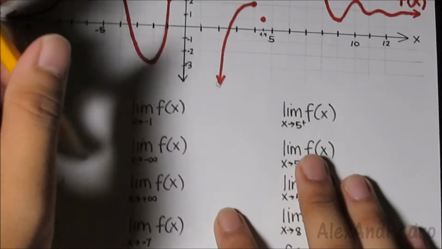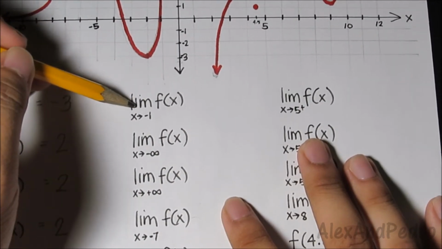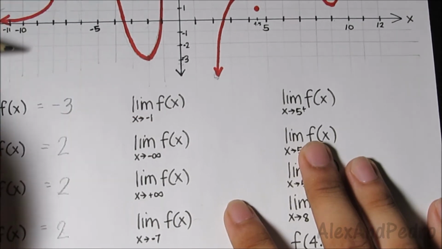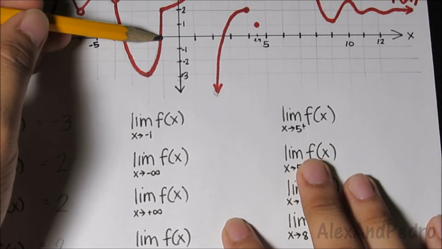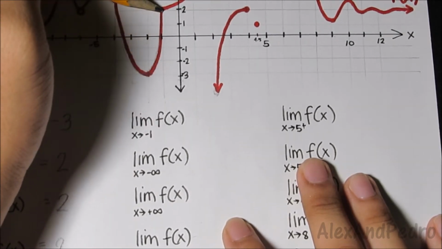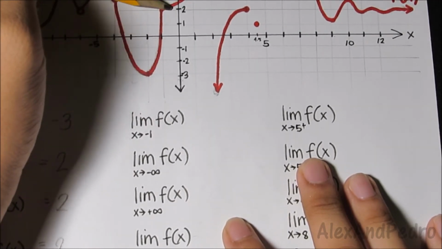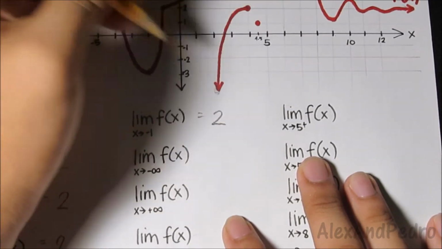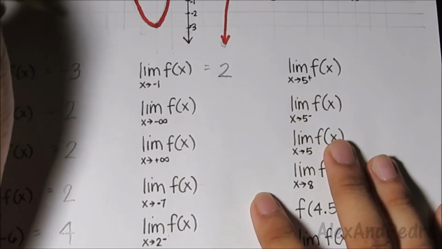Okay, let's look at more problems. The limit of f of x as x approaches -1. So where's -1? Here. That's great. So from the left it approaches 2. From the right it approaches 2. So the limit is 2. Okay, let's have this one.